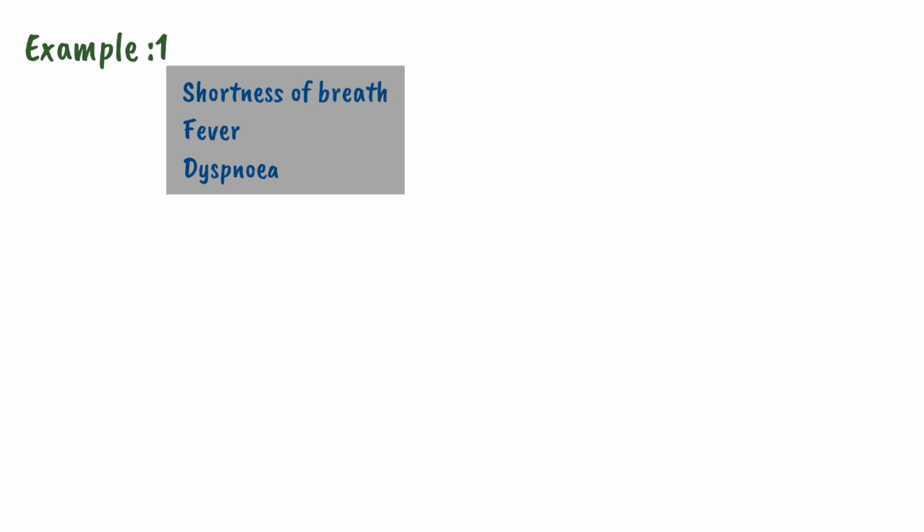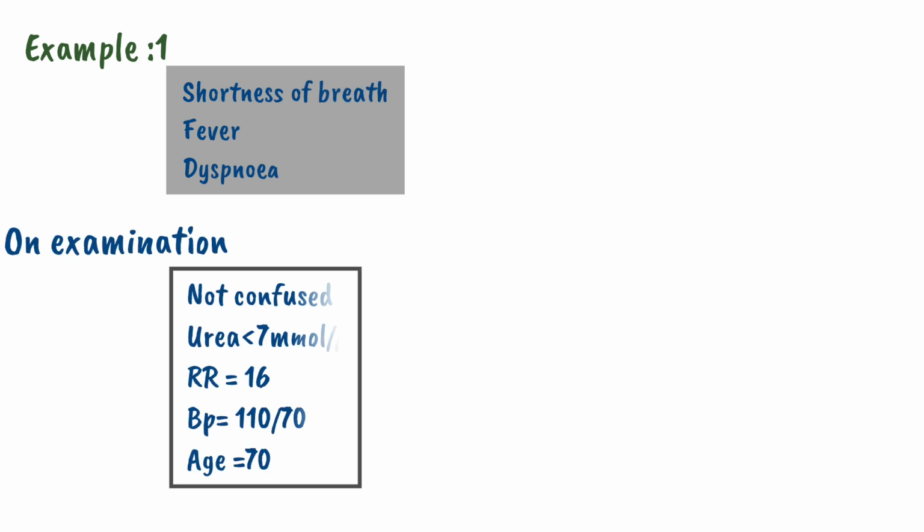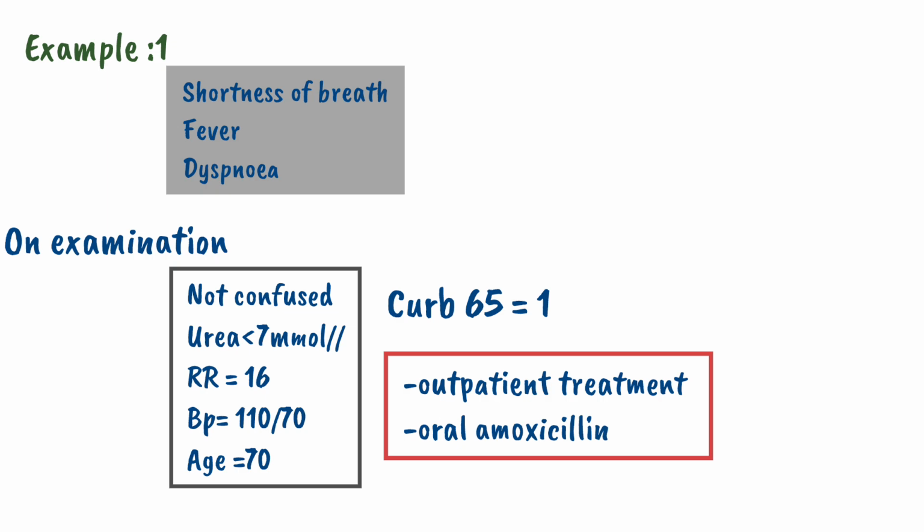In the first example, let us consider a patient who presented to emergency with shortness of breath, fever and dyspnea. On examination, the patient is not confused. Urea is less than 7 millimole per liter. The respiratory rate is 16. The blood pressure is 110 by 70 and the patient is 70 years old. If we take this examination and measure the CURB-65 criteria, the CURB-65 score is 1 because all of the parameters are normal except the age. So in this patient, we discharge the patient with oral amoxicillin alone. We will treat this patient as an outpatient.